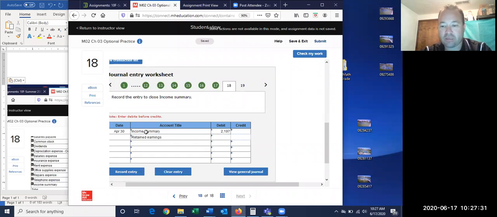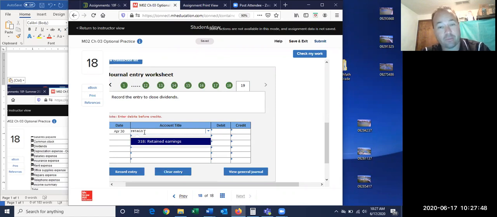Credit my retained earnings, $21.97. That's how I get rid of the income summary. That's step 3. And finally, I just need to get rid of my dividends. My dividends have a debit balance, so I need to credit them. Then to offset it, I debit my retained earnings for the $1,500 that I wrote down off to the side.